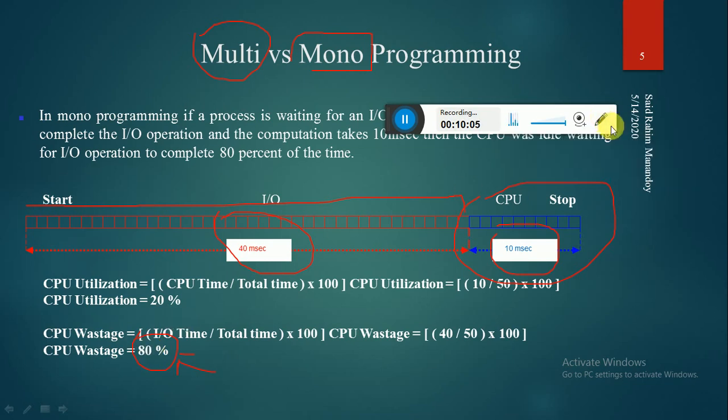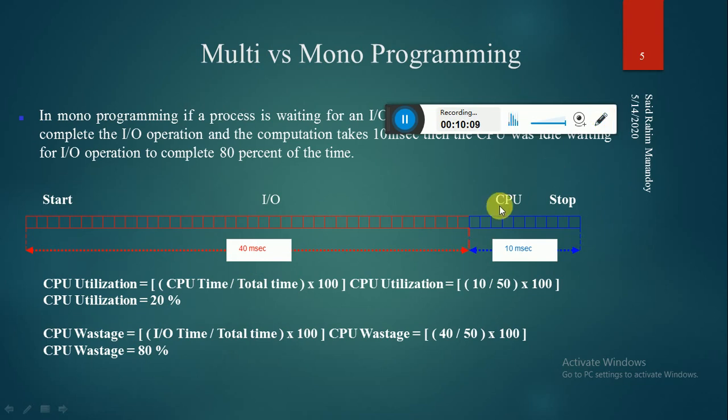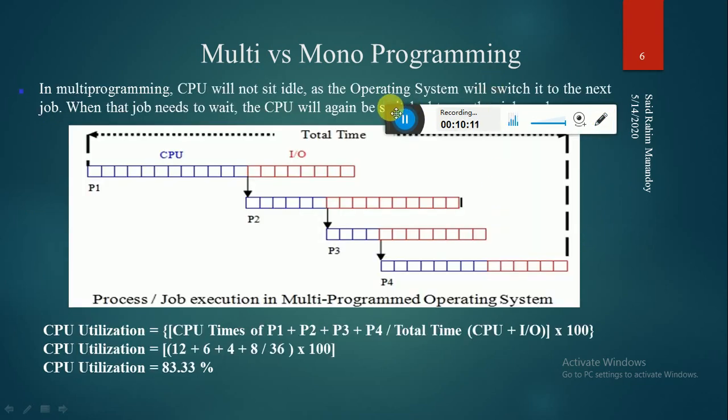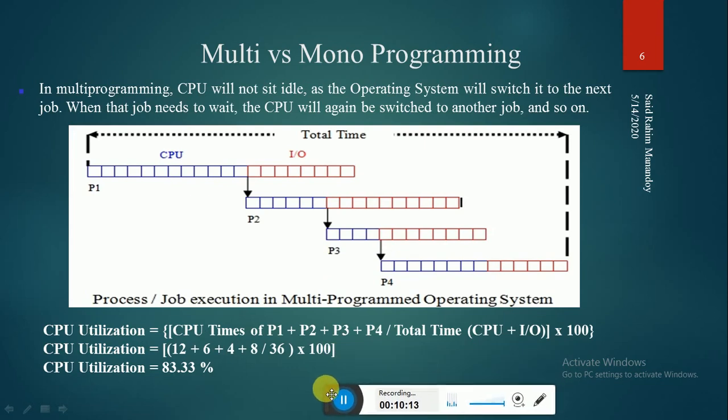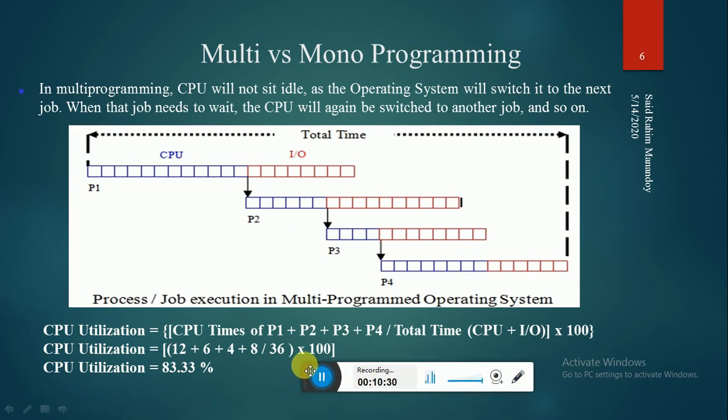Now let's do it in a multi-programming operating system. Look at this example. In this example, assume that it is not the same program, but we have multiple programs. Now look at this one. We have program number 1, or you can say process number 1, but take it as program number 1.